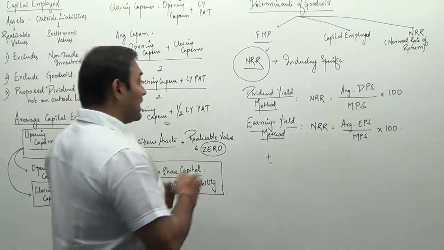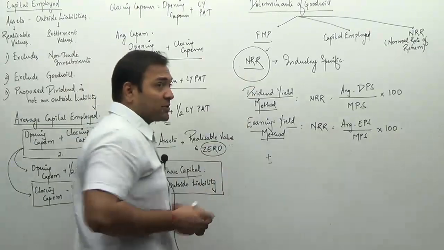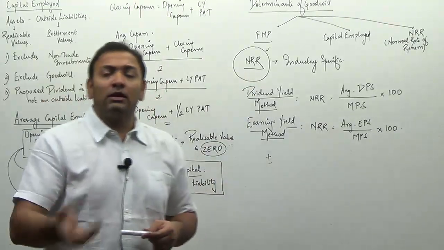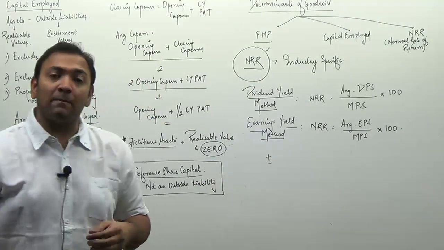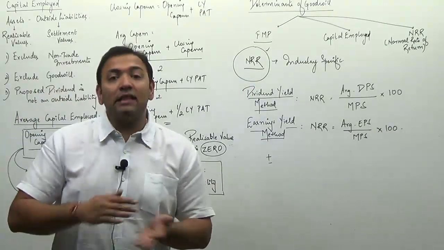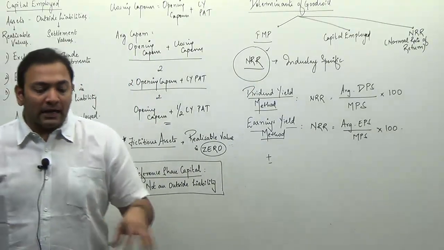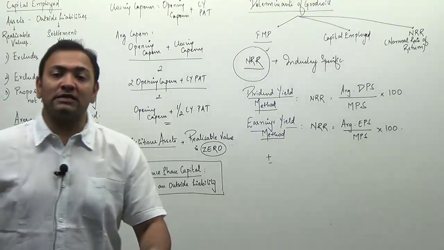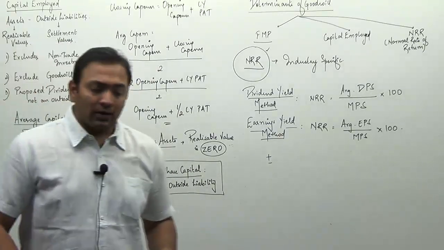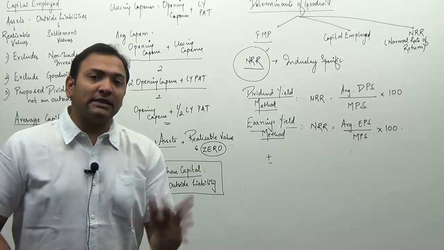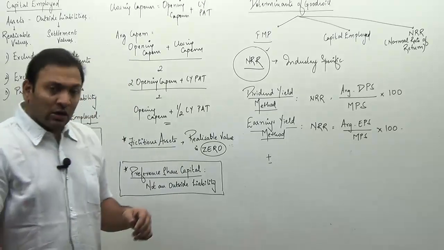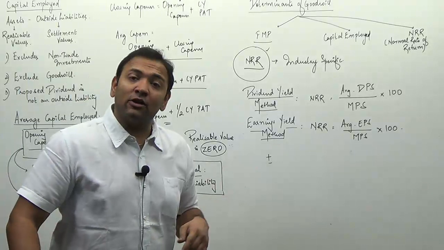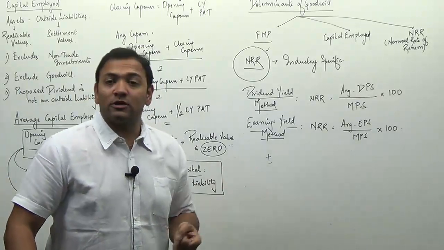Whenever you are talking about NRR, always think from the shareholder's perspective. Let's say debt funds in a company are much more than the industrial average. The industrial average debt equity ratio is, let's say, about 2:1. But this particular company has a 3:1 debt equity ratio. Now, think about its bearing on the NRR. Think from the shareholder's perspective.